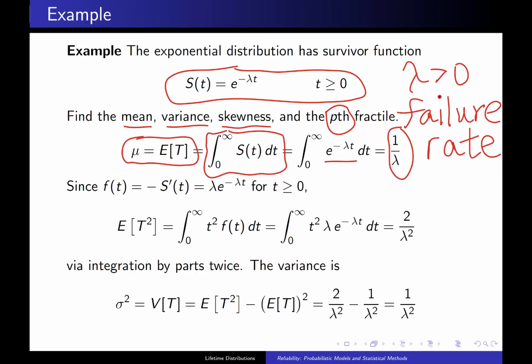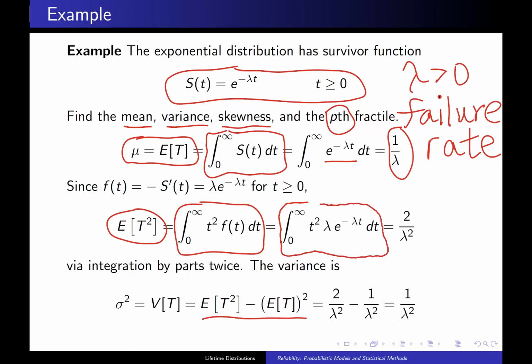Now to get the variance, we're going to be using the shortcut formula down here. So not only do we need the expected value of t, we also need the expected value of t squared. That's going to be the integral from 0 to infinity of t squared times f of t dt, and that's going to look just like that for the probability density function for the exponential, which looks like this, simply by taking the opposite of the derivative of the survivor function.